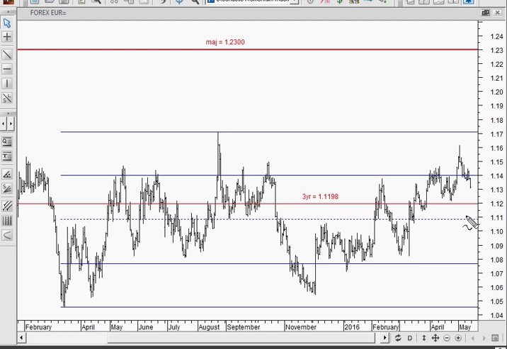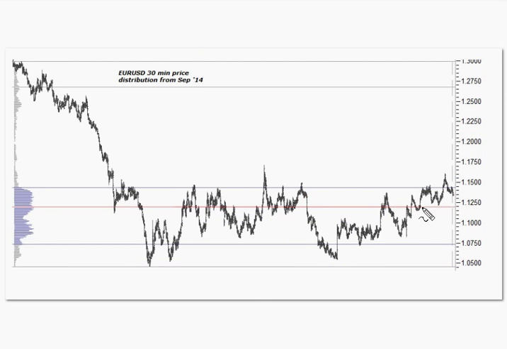Correspondingly, on the Euro FX chart, we're having a pretty weak day, but there is major support. The 3-year time support is here at 111.98. I'll show you that level on the distribution chart. It's here. We're looking at a 30-minute price distribution of the Euro FX from September 14.